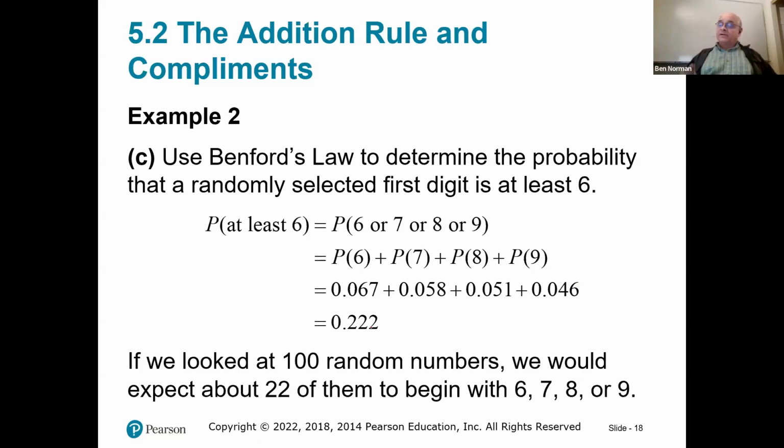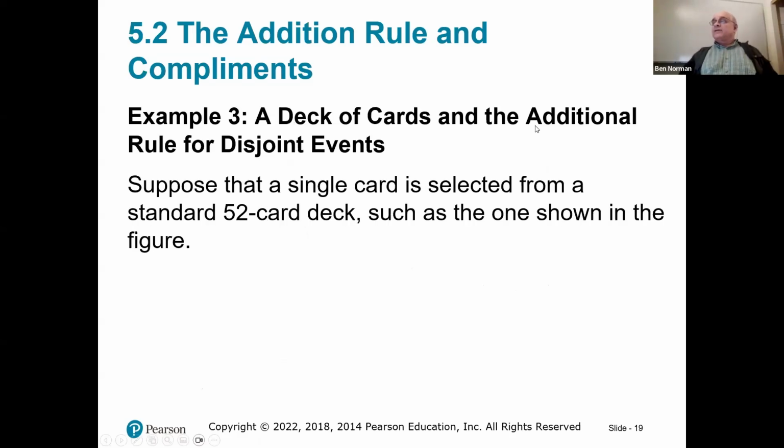If we looked at 100 random numbers, we would expect about 22 of them to begin with either a 6 or a 7 or an 8 or a 9. Deck of cards and the addition rule for disjoint events.